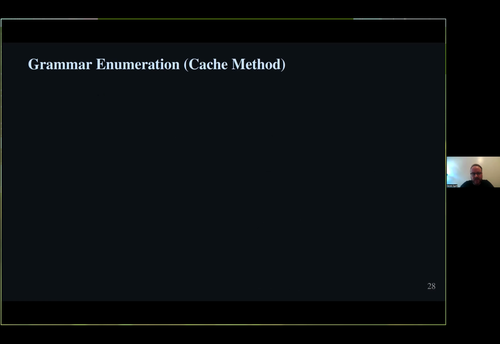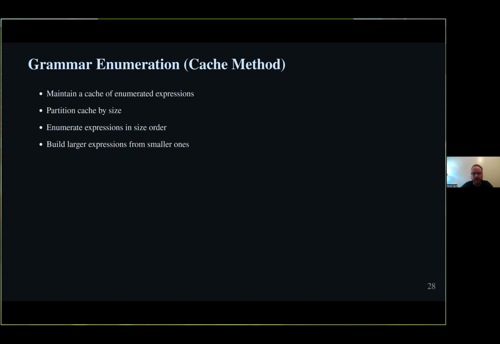So we're going to solve this using the cache-based method for enumerating grammars. What we're going to do is maintain a cache of enumerated expressions. We're going to partition the cache by size. Then we're going to enumerate expressions in size order and build larger expressions from smaller ones.